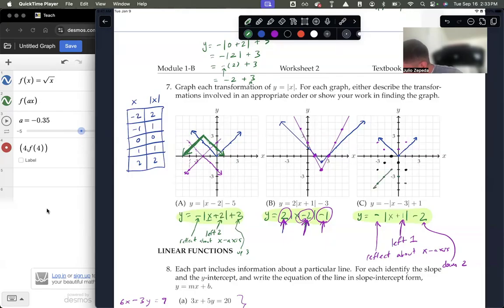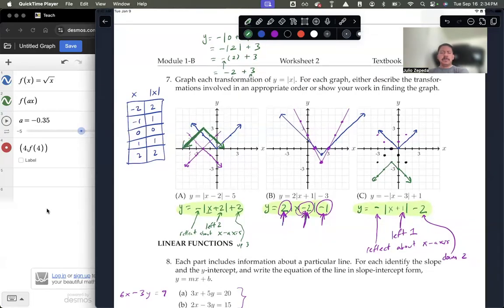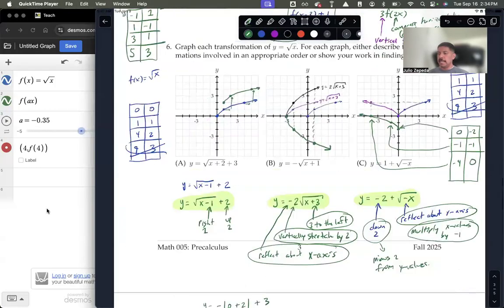Here's my graph. That's quite fast to be able to graph that there. All right. There is one more problem that we'll do. Problem number 4, I think it is.